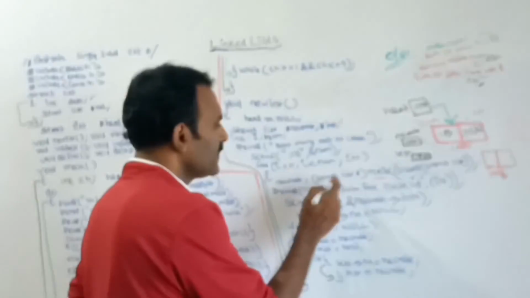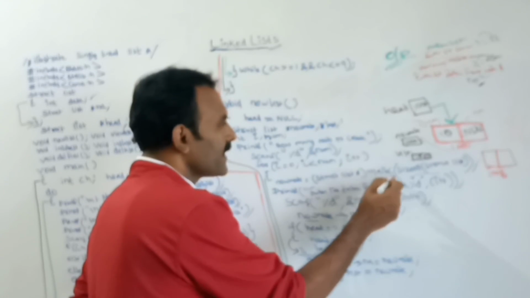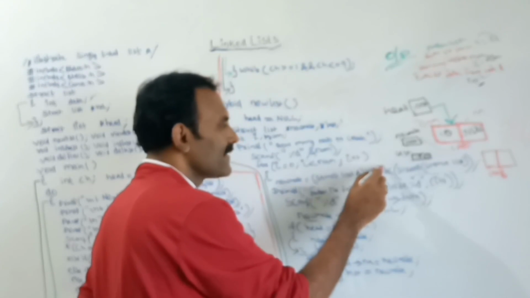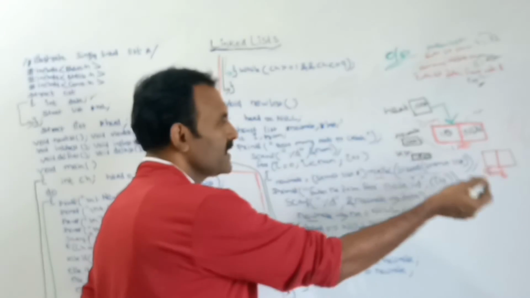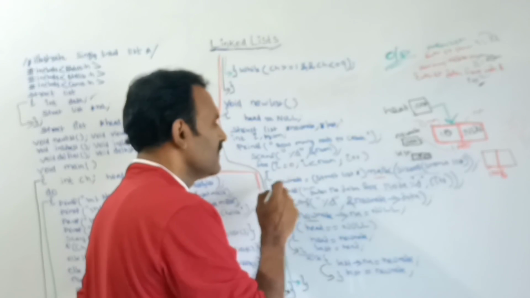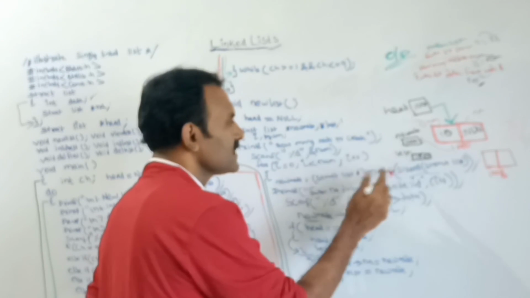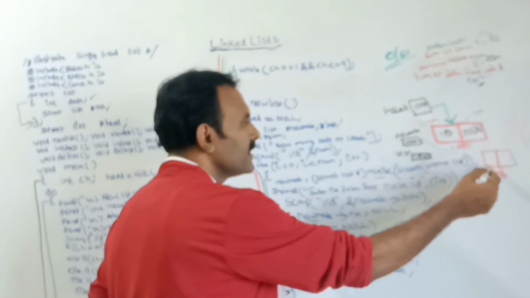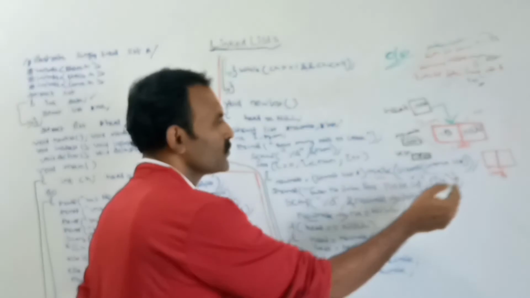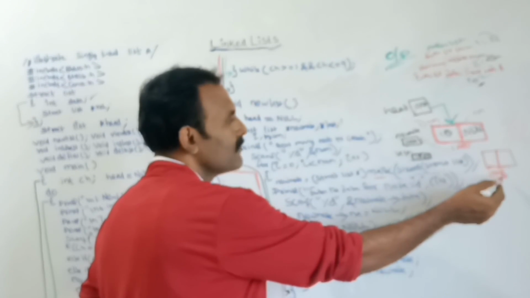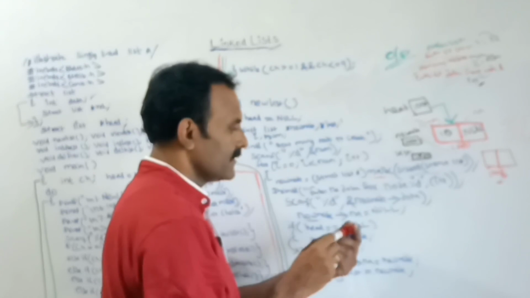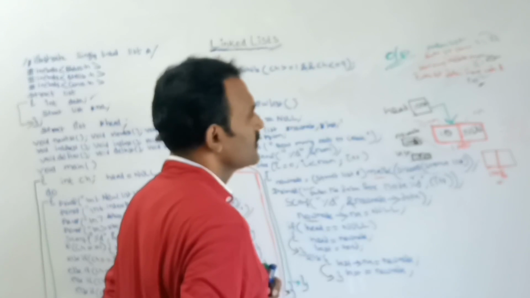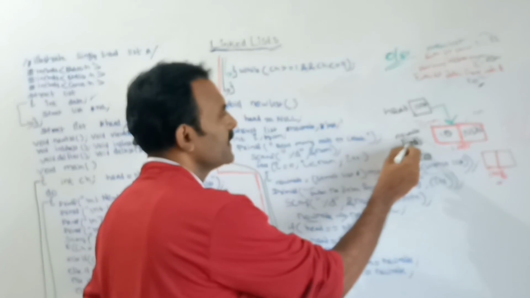After malloc creates a block of memory each time, if it is successfully created, then it will return that address to new node. If it is not successfully created, then it returns the null value to new node. Suppose it is successfully created, then it returns the newly created block of memory's starting address to new node. So now new node will have the address 1008.